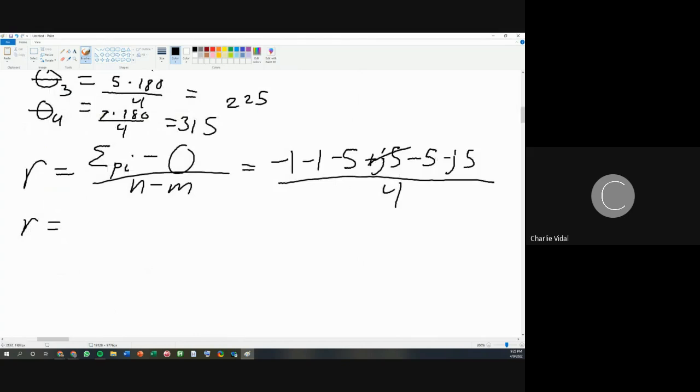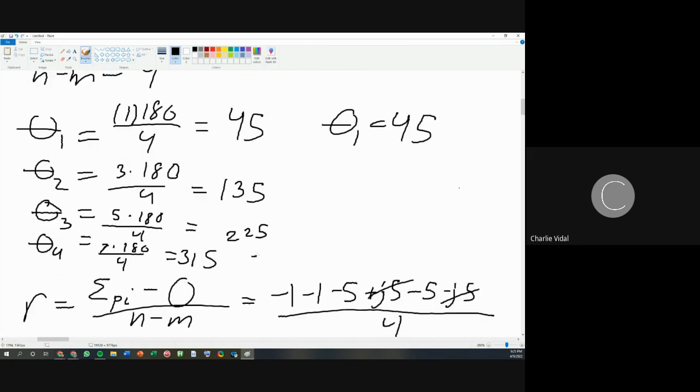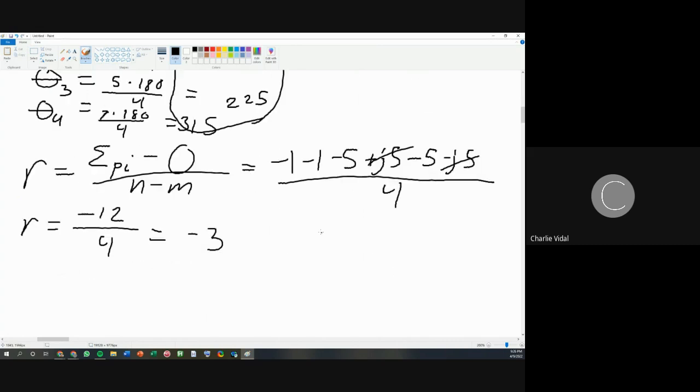Okay, so we have these. These can cross out, right? -5 minus 5 minus 1 minus 1 is equal to -12. Divided by 4, that is equal to -3. So all 4 of these asymptotes are at the point -3. So let's draw that.